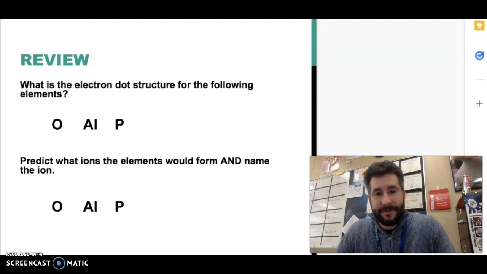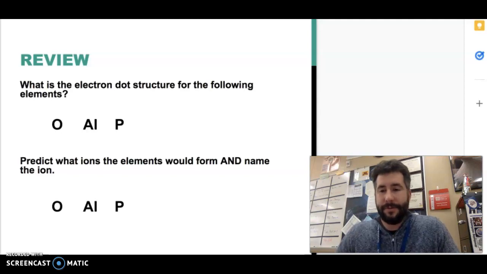Yeah, oxygen is going to have 6 valence electrons, which means it's going to form a 2- ion by gaining 2 electrons. Aluminum's got 3 valence, and so it's going to lose 3 valence electrons to make a 3+. Phosphorus has 5 valence, and so it will be gaining 3 electrons to make a 3- ion. So we've got the oxide ion, the aluminum ion, and the phosphide ion.